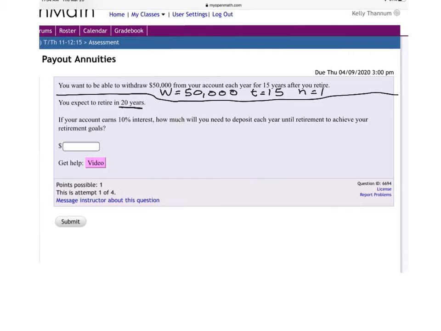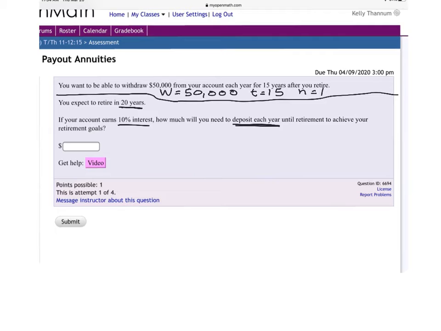If your account earns 10% interest, first of all, tell me where that is happening, because that's pretty good interest. How much will you need to deposit each year? So this is where we struggle with, do I need compound interest or the annuity? If you're making just one deposit, that would be compound interest. But if it's an annuity, if it's a regular deposit each year, you're going to need the annuity formula. So you're going to deposit each year until retirement to achieve your retirement goals.